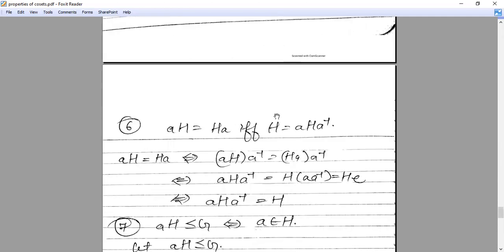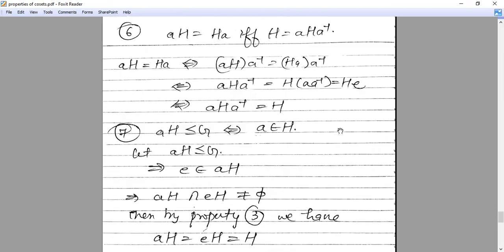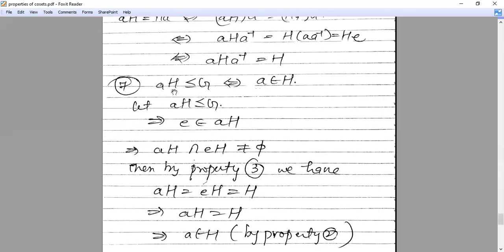Now property 6 says that AH is equal to HA. When do we say that the left coset is equal to the right coset? The left coset AH is the same as the right coset HA if and only if H is equal to AHA inverse. Now property 7, you have seen that AH is a subgroup of G if and only if A belongs to H. So these are some of the important properties of cosets.